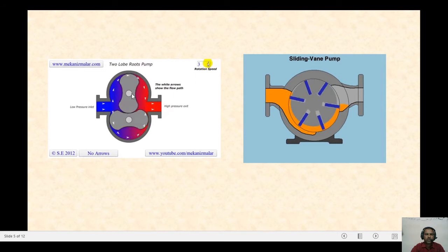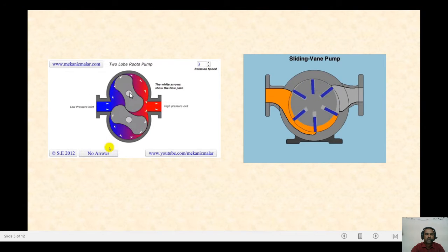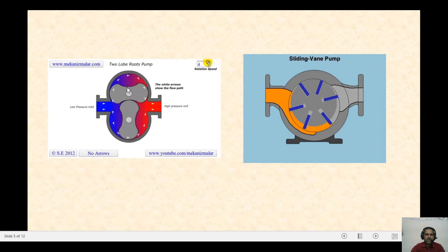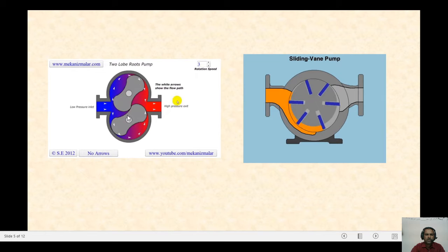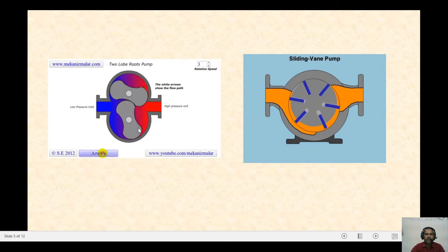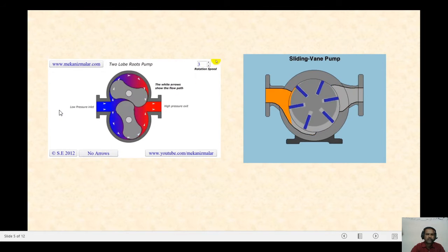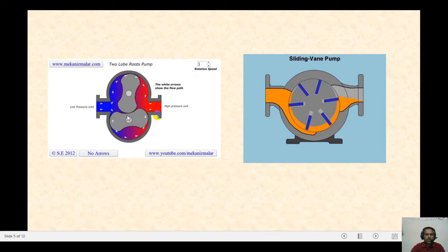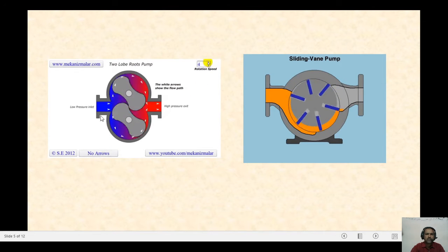When the motor rotates, the rotor also rotates, and as the lobe is connected to the rotor, the lobe also rotates. If this is rotating in a clockwise direction, the opposite lobe or rotor will be rotating in an anti-clockwise direction. So both lobes rotate opposite to each other. How does it work? As these 2 lobes rotate at a high speed, suction will be created at the suction chamber.